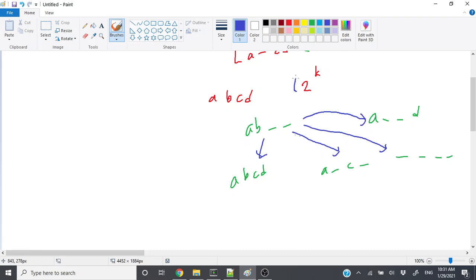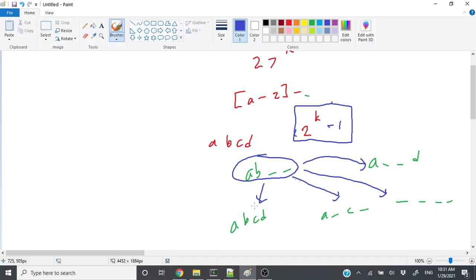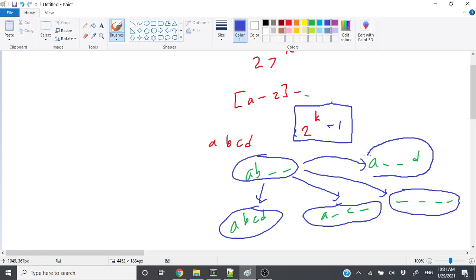Now, there are at most 2 to the k minus 1 such relations for a single constraint because there are only 2 to the k strings that we're interested in. So if we create this massive directed graph where the nodes are all of the possible pattern strings we could have, then we basically just want any ordering that satisfies what we want.